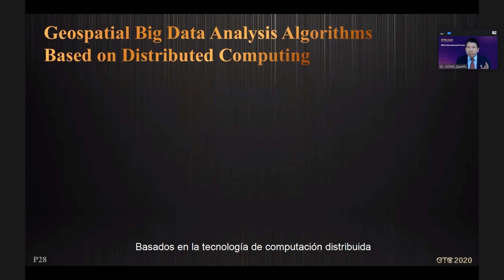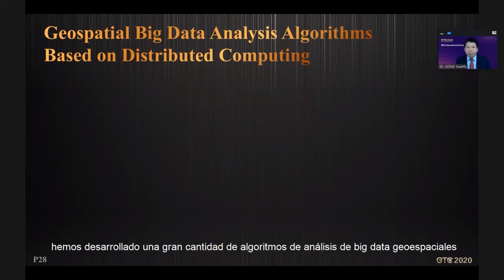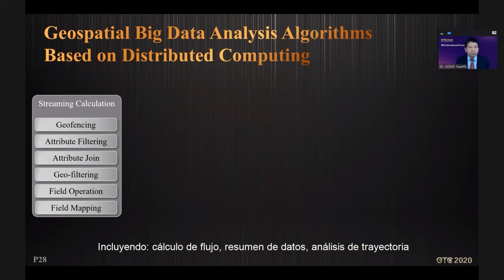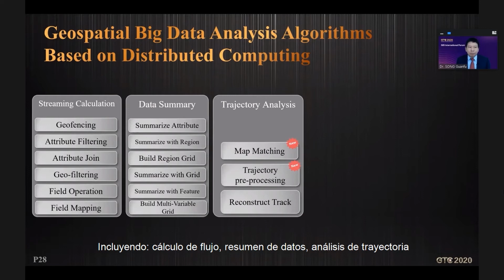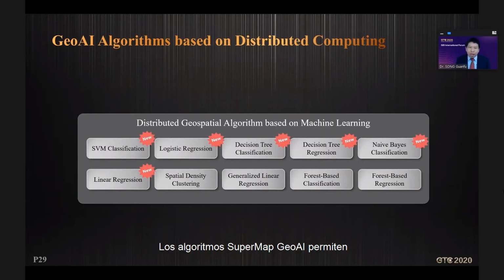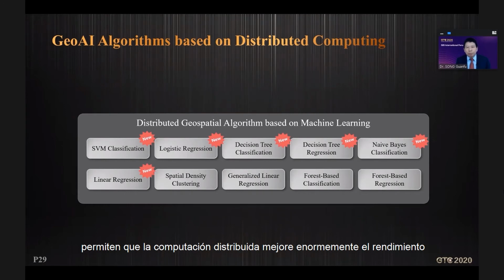Based on distributed computing technology, we have developed a large number of geospatial big data analysis functions, including streaming calculation, data summary, trajectory analysis, pattern analysis, and data filter. SuperMap GeoAI algorithms enable distributed computing to improve the performance greatly.